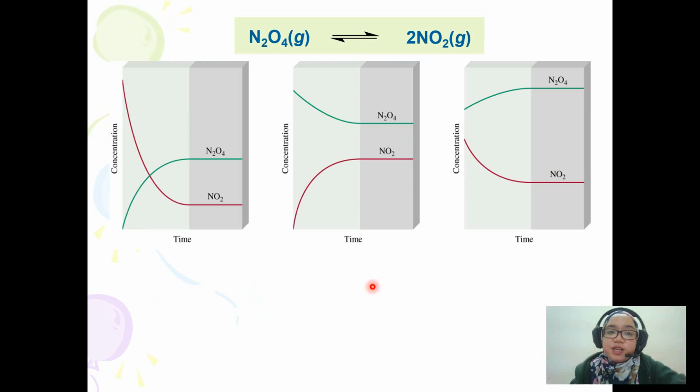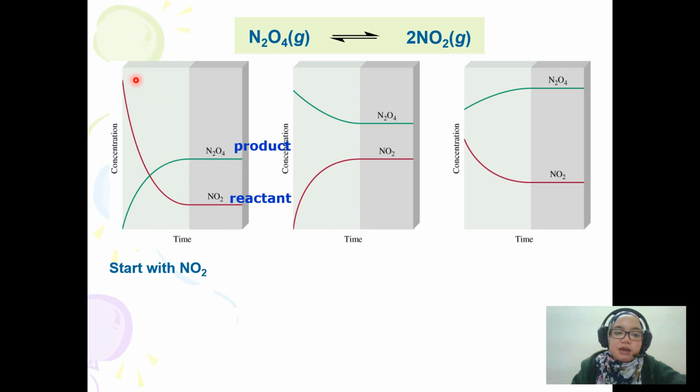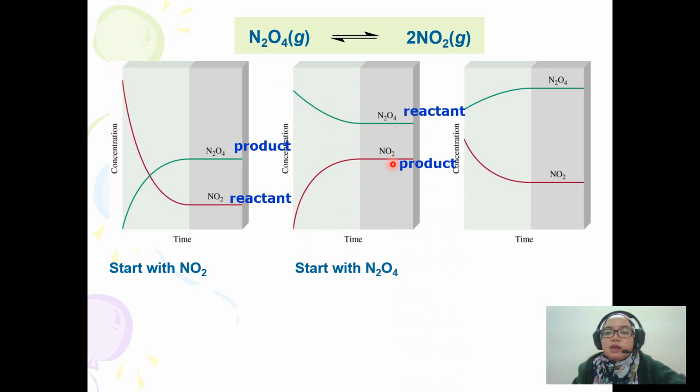Okay. So for example, we have this N2O4 gas decomposed into 2NO2 gas. Okay, so start with NO2. Produk dia macam ni. Kalau kita jadikan NO2 the reactant, so with time the NO2 punya concentration will decrease and the concentration of N2O4 increase with time. Okay, kalau kita start with N2O4, the reactant N2O4 will decrease over time and the product NO2 will increase over time. Okay, and when we start with NO2 and N2O4, this will happen lah.